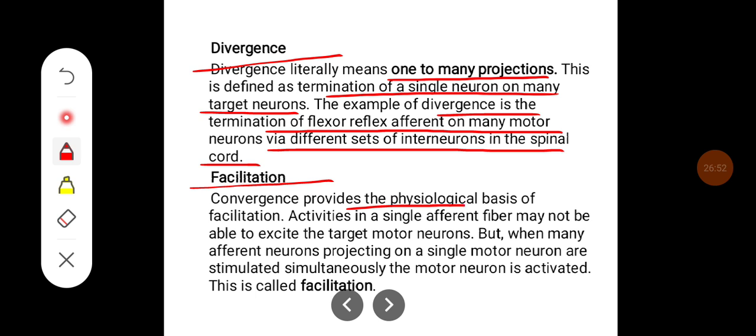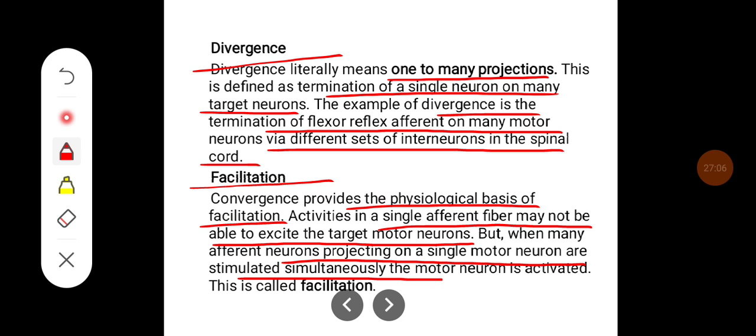So there can be facilitation. Convergence provides a physiological basis for facilitation. Activity in a single afferent fiber may not be able to excite the target motor neuron, but when many afferent neurons projecting on a single motor neuron are stimulated simultaneously, the motor neuron is activated. So this is called facilitation.